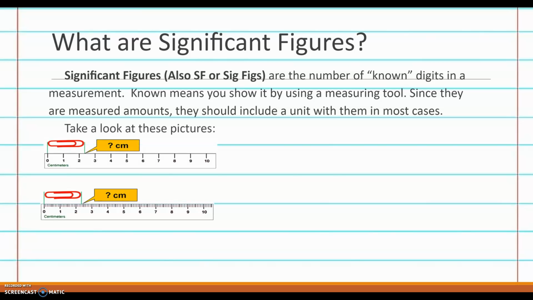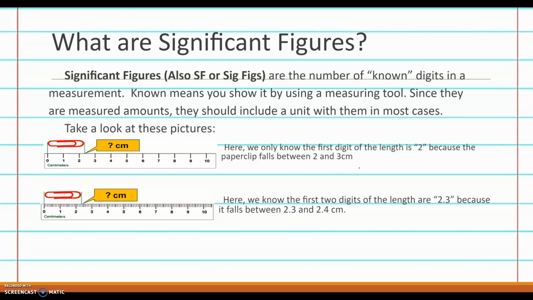If we look at these pictures, the top ruler tells us that the paper clip is somewhere between bigger than 2 centimeters and smaller than 3. It tells us no more than that. By looking at the bottom ruler, we know that the paper clip is between 2.3 and 2.4 centimeters because it has more markings.